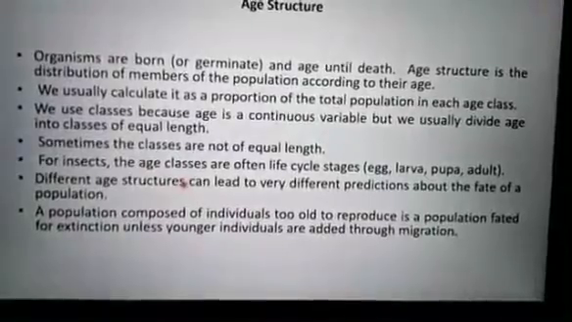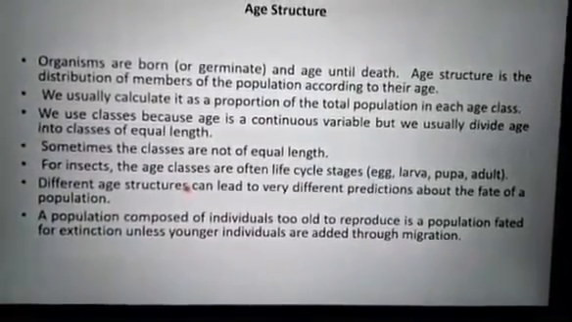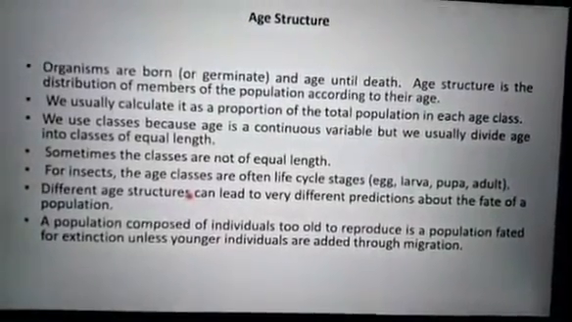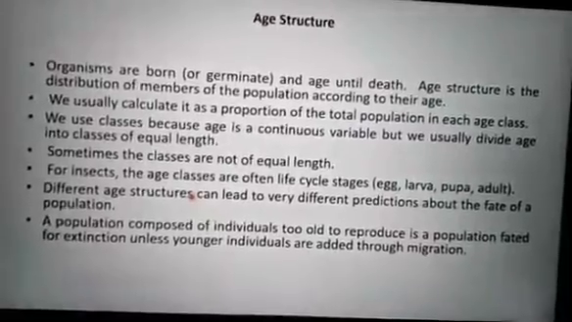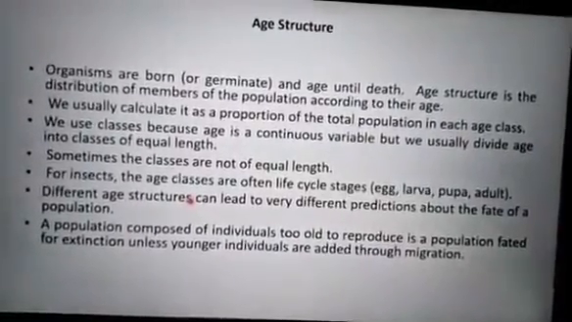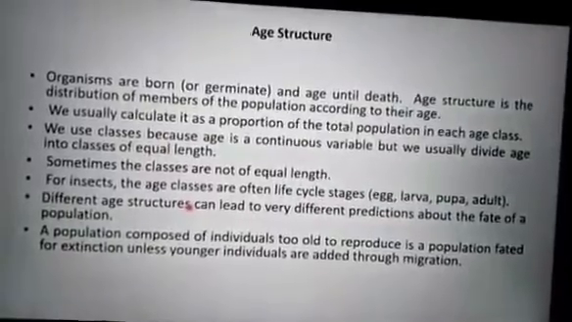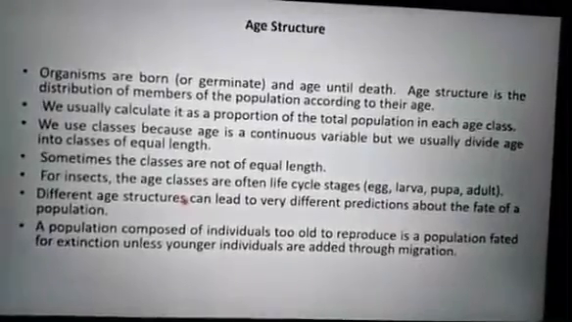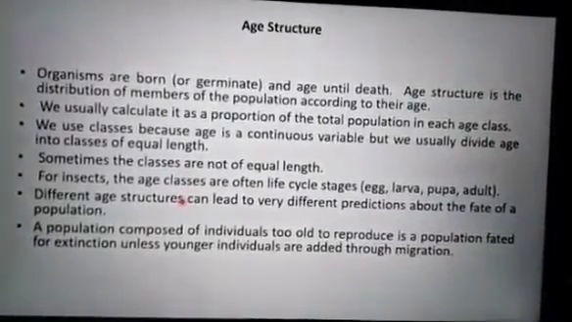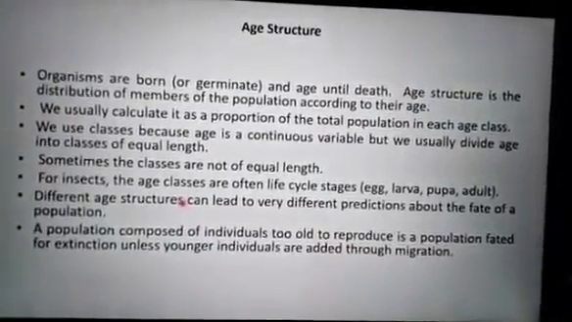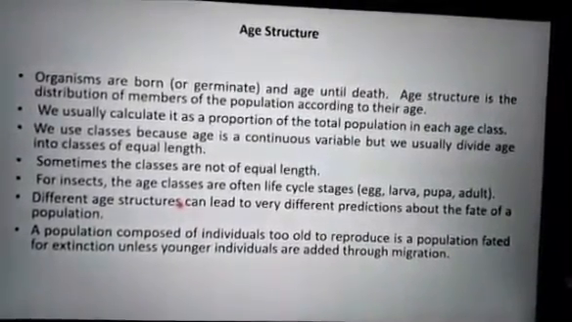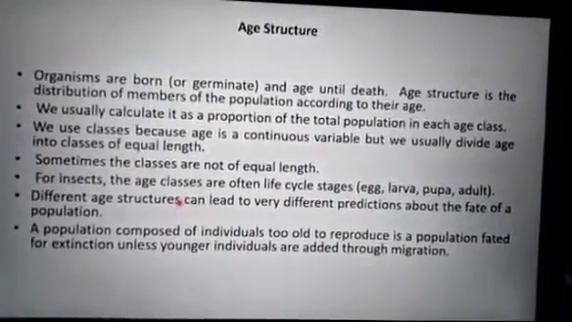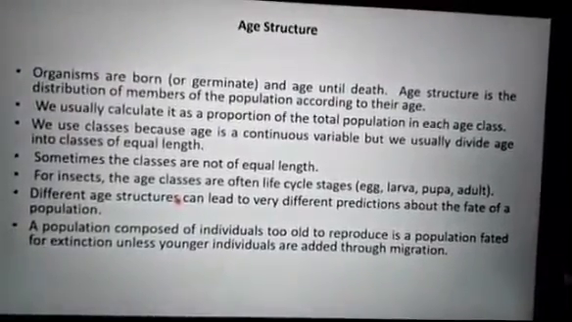Then we're going to look at the age structure. We're saying that organisms are born and they age until death. So the age structure is the distribution of the members of a population according to their age. We usually calculate it as a proportion of the total population in each age class. So you just need to go through this age structure section and try to understand what is going on there.